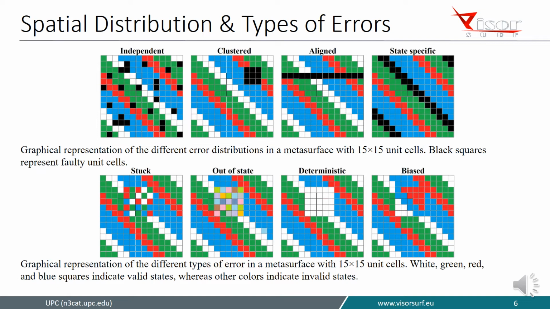Faulty unit cells can be distributed over the metasurface randomly, or they might have a specific pattern due to resource sharing or network architecture. Types of error, as another factor, might be taken into account. The faulty unit cell might have random values, out-of-state values, deterministic values, and biased values.